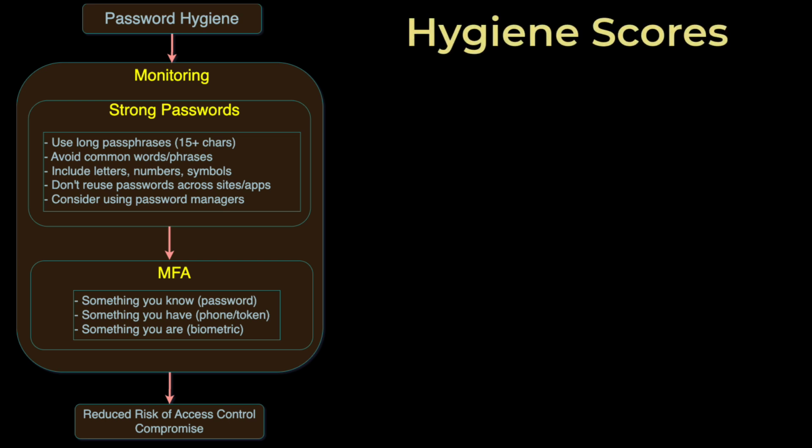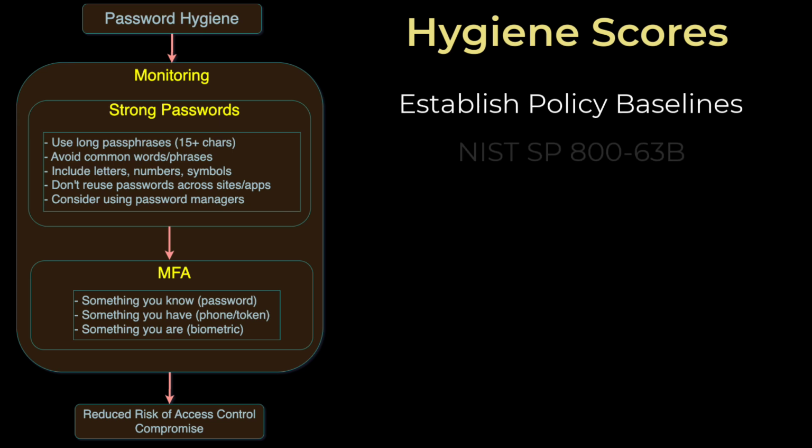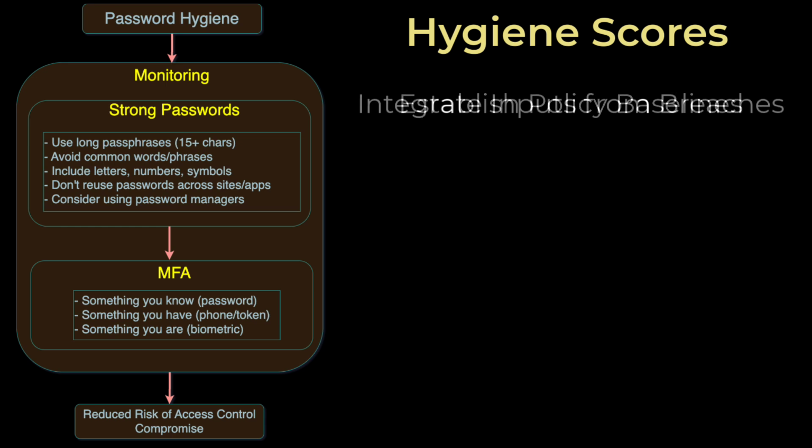Managing password hygiene scores begins with establishing precise, updated policy baselines that align with trusted guidance, such as the NIST Special Publication 800-63B. This publication discourages outdated practices like periodic password expiration and overly complex composition rules. Instead, it recommends enforcing minimum password lengths, screening against commonly used or breached passwords, and allowing password managers and passphrases to enhance memorability and strength.